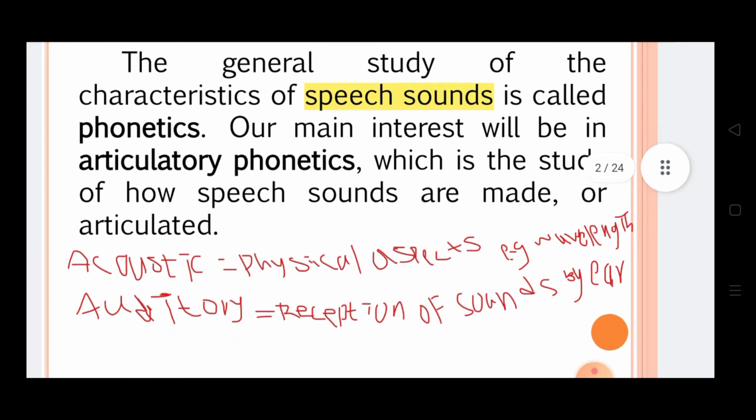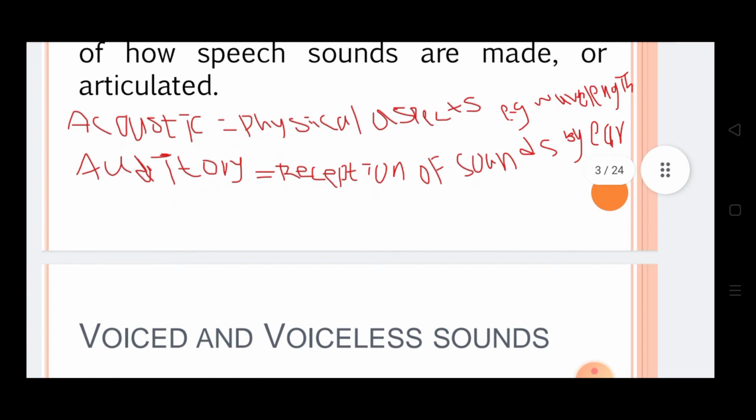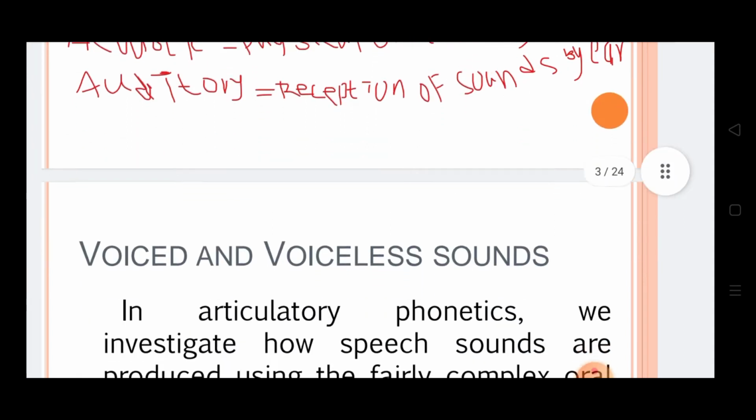And we'll see the types of phonetics. The first one is articulatory phonetics, which is the study of how speech sounds are made or articulated. The second type is acoustic phonetics, which studies the physical aspects of speech sound, for example wavelength, the waves in air, how they travel. And the third type is auditory phonetics. It deals with the reception of sounds. Probably we receive sound through our ears. So these are the three main branches of phonetics.